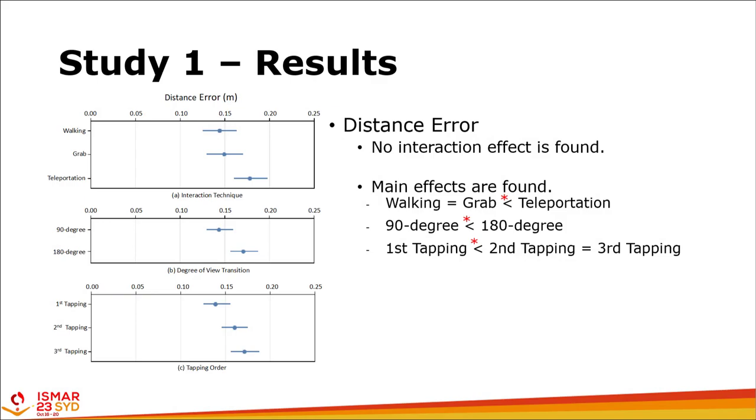Regarding distance error, we found no interaction effect, but three main effects were disclosed. We found that walking and grab were statistically more accurate than teleportation, while walking and grab showed no difference. In addition, a smaller view change had a smaller error, and the first tap had a statistically smaller distance error than the second and third taps.